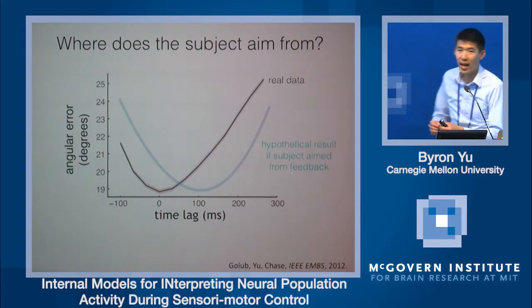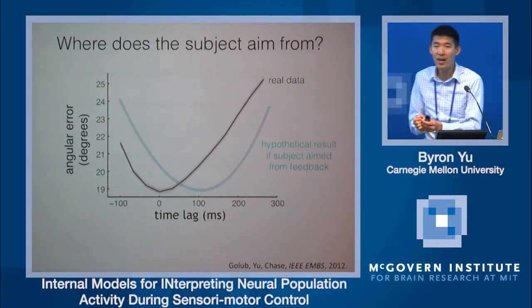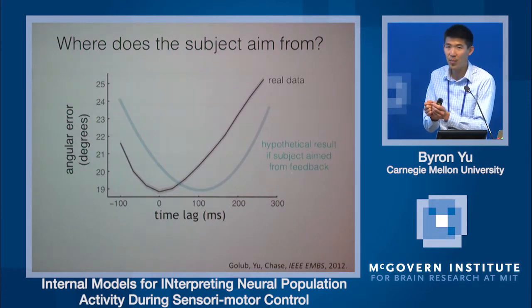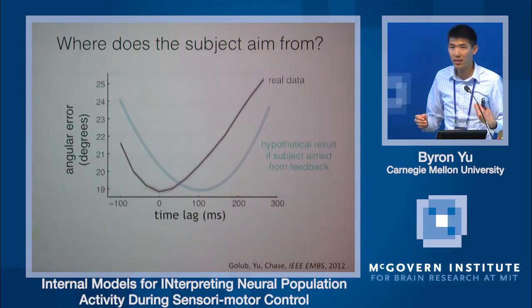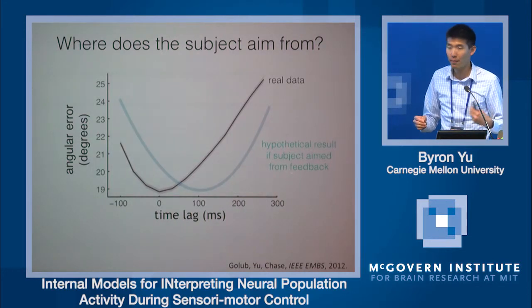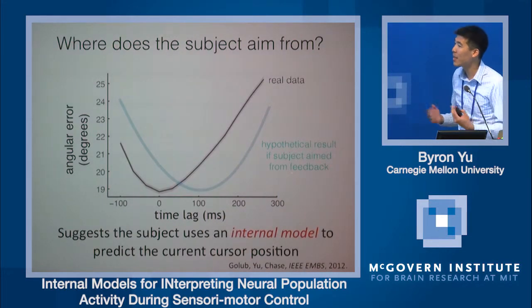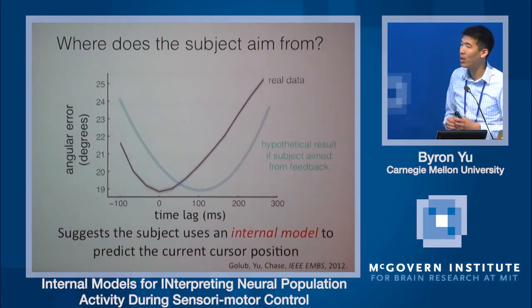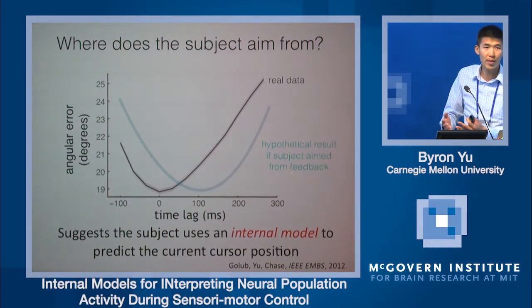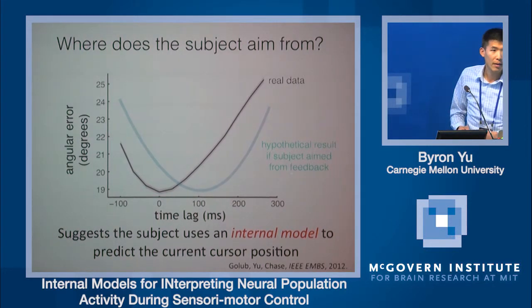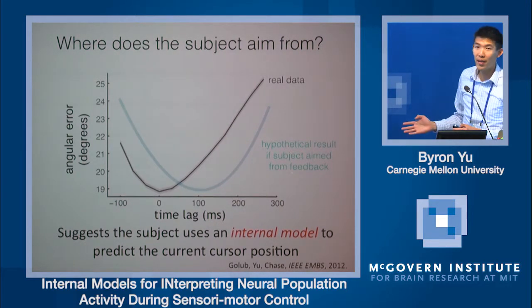which indicates that the command that the animal is sending at any given time is most appropriate for the current cursor position, that the animal doesn't actually see, rather than its most recent sensory feedback. And so this suggests that the subject uses an internal model to predict the current cursor position. All right, so that's the first line of evidence.